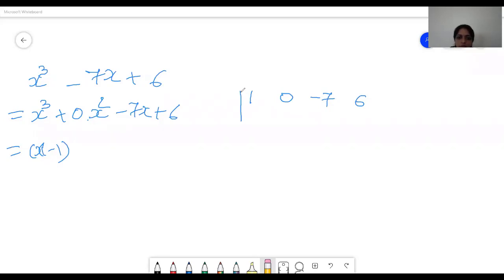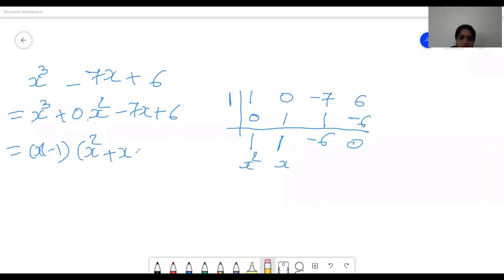So for more simplification, here the factor is x minus 1, but the root is x equal to 1. When we have a minus sign, the root is plus. So 1 plus 0. Here we have to take 0. 1 plus 0 is 1. 1 ones are 1. 0 plus 1 is 1. The multiplication of these is again 1. Minus 7 plus 1 is minus 6. Minus 6, 0. Okay. So this is the coefficient of x square. This one is the coefficient of x. So our other bracket is x square plus x minus 6 and x minus 1.